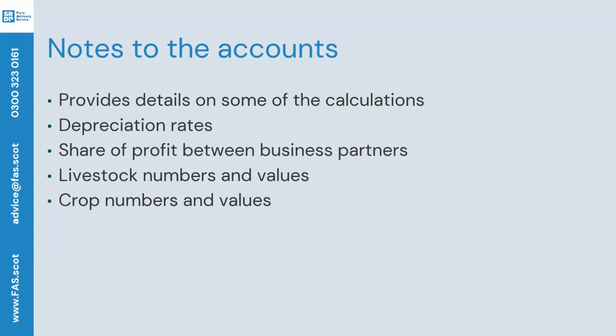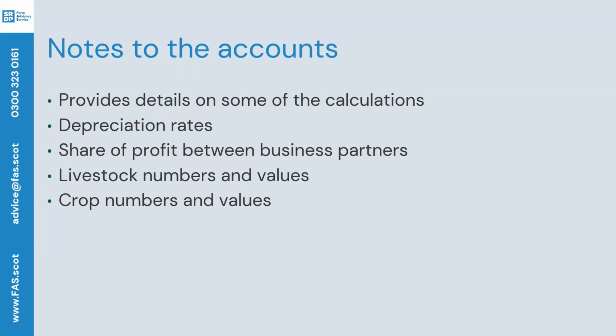It will also outline what your depreciation rates are. When you get to the capital accounts, it will show you how the profit has been split between the business partners, if there are any. Again, your stock will just be shown as one total stock figure for everything on the face of your balance sheet. The notes to the accounts will break that down and say, well, actually, so much of this was cattle, so much of this was sheep, so much of this was crops. And actually, it might even go further than that and break it down into categories, depending on how much detail you want to add into your accounts.